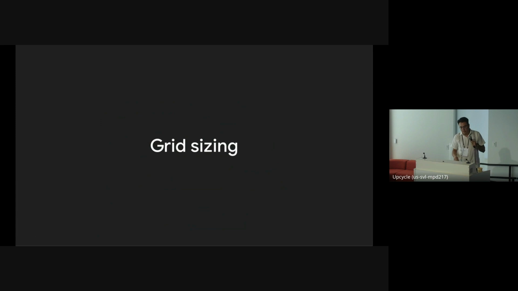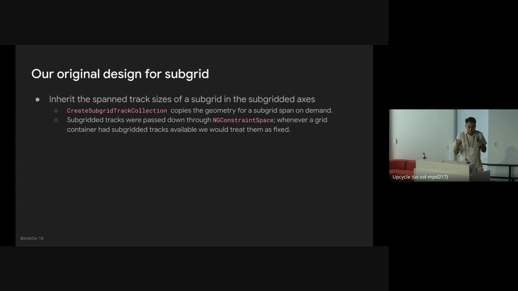So next, let's talk a little bit about challenges of grid sizing, which in my opinion is the source of all evils in subgrid. So originally, we had a thought of how we could get away by simply creating a set of span tracks for a subgrid and just translate them to the subgrid's writing direction and pass them through the constraint space and let the recursive calls to layout and compute min-max sizes handle the rest of the sizing algorithm.